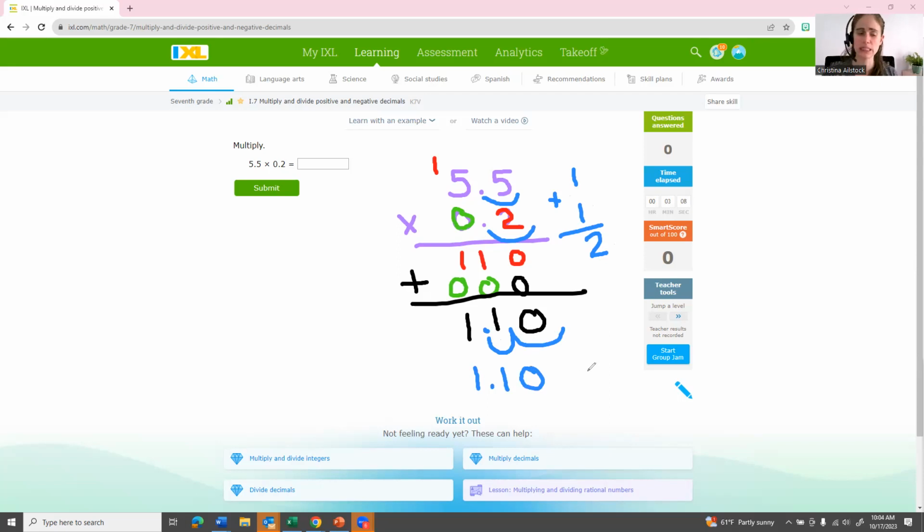It is acceptable to leave your answer like this, but remember, once you've completely finished, if you notice that there are trailing zeros, you wouldn't have to keep those in your answer. So another acceptable form would simply just be 1 and 1/10.